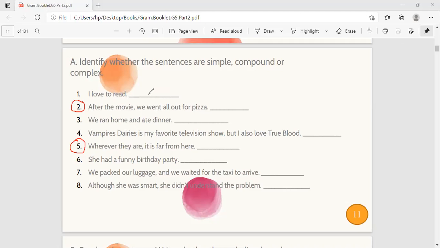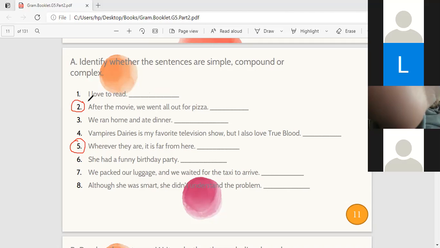Because the first part is not a compound sentence. You mean the first part, after the movie, right? What do you consider it? It doesn't have a subject. Okay, that's right. And it doesn't have a verb. So what is it considered? Is it considered a clause if it doesn't have a subject and it doesn't have a verb? Do you consider it a clause? No.